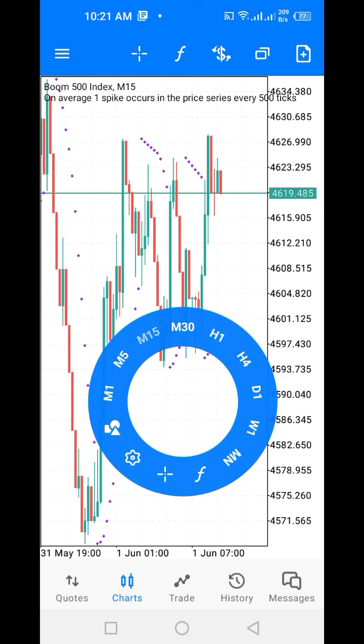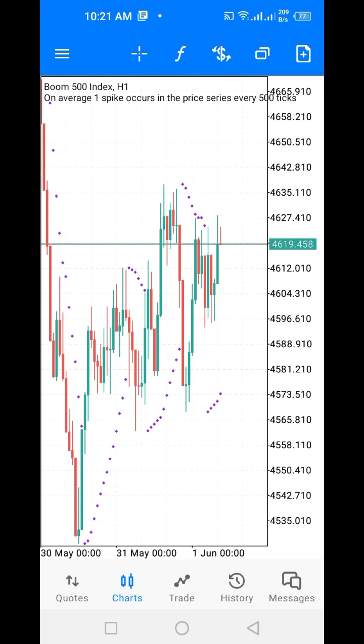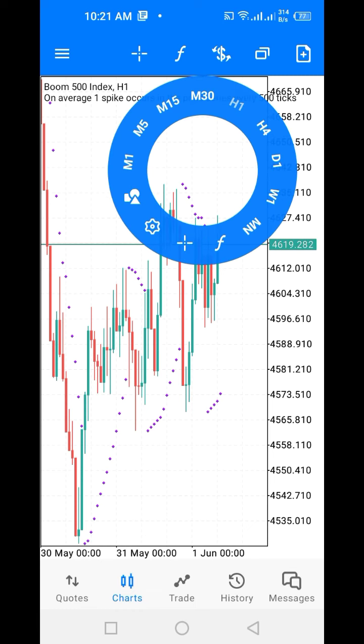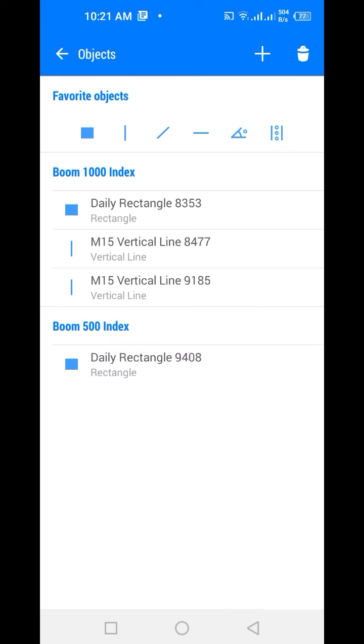So let's go down to 1 hour time frame on Boom 500, and we do some back testing. So what do we have currently? Looking at the chart on Boom 500, the parabolic SAR is giving us buy signal.